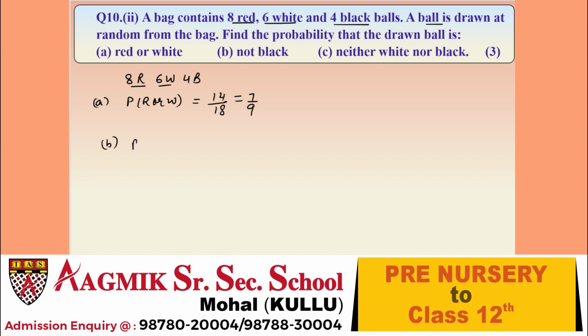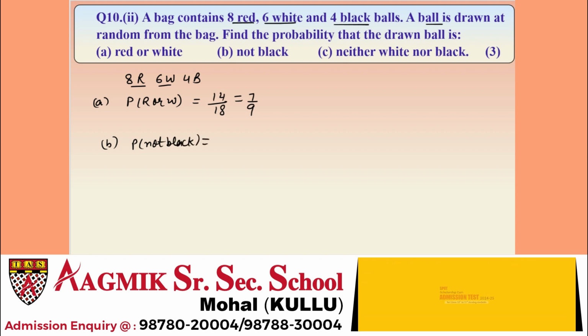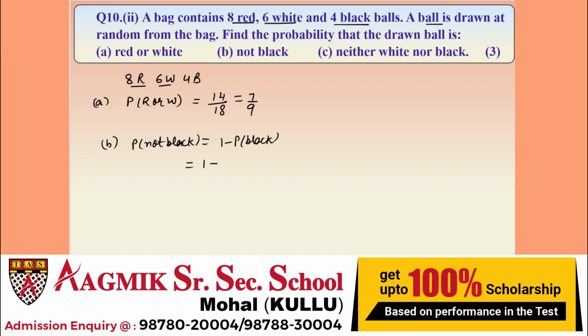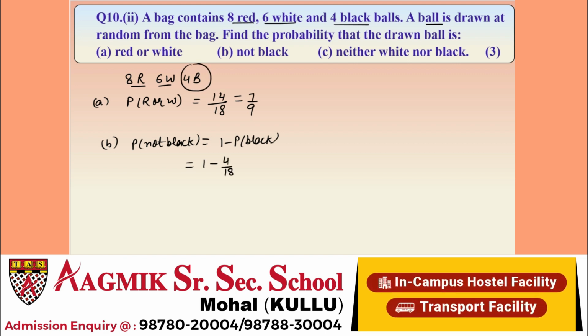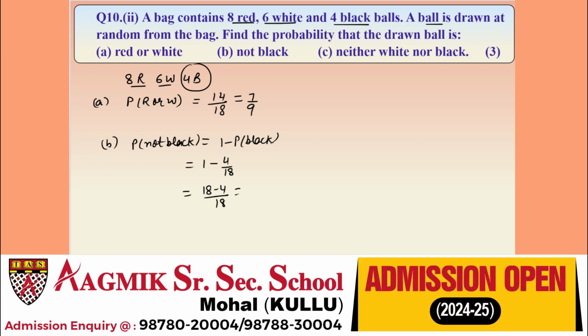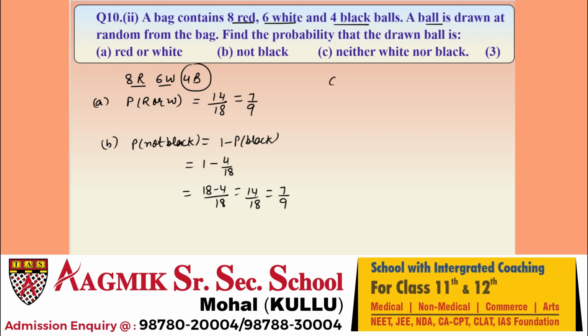Part B is the probability that it is not black. So if you want to obtain not black, you can obtain it as 1 minus the probability that the ball is black. So it will be equal to 1 minus how many black balls are there? 4. So it is 4 over 18. So take LCM. It is 18 minus 4 over 18. That is 14 by 18. That means again if you cancel out 2, probability is 7 by 9.